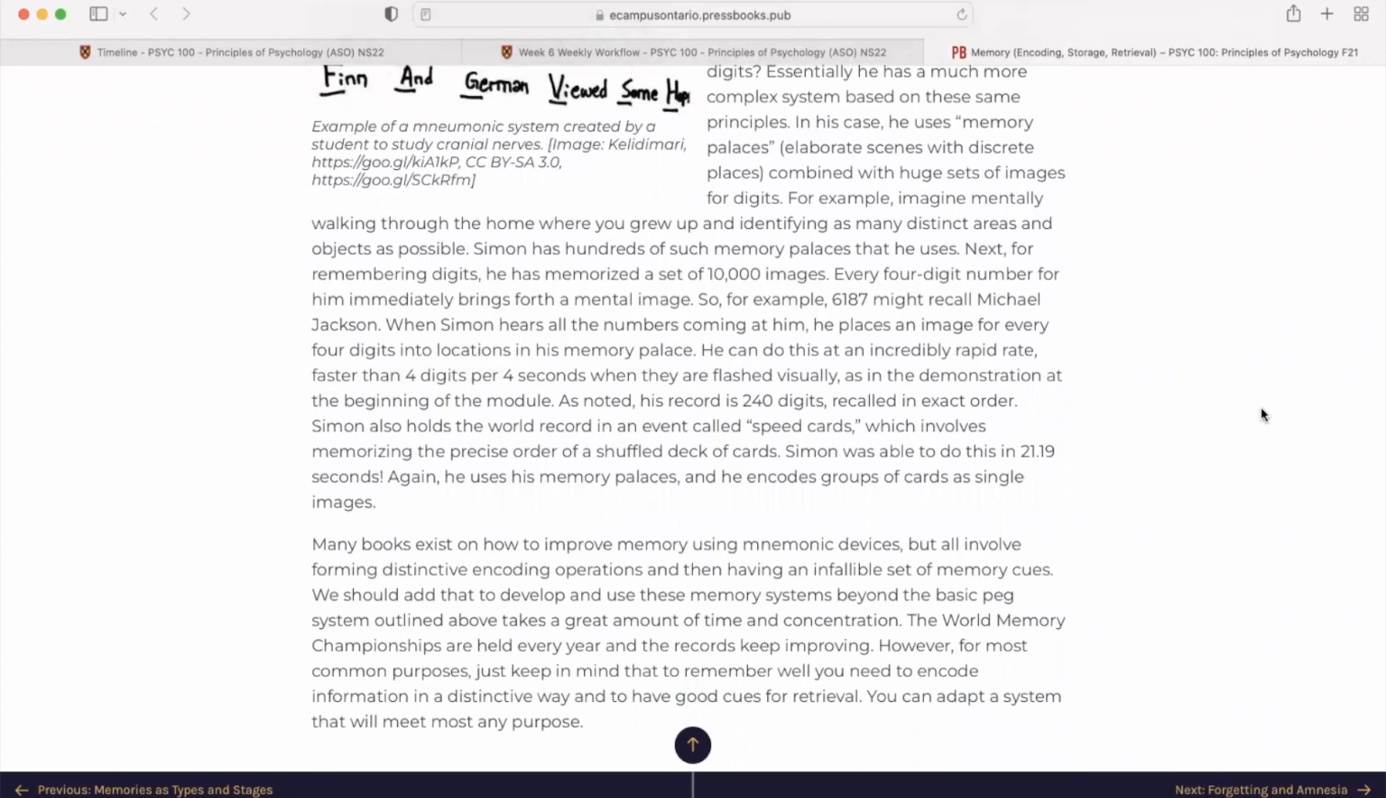Many books exist on how to improve memory using mnemonic devices, but all involve forming distinctive encoding operations and then having an infallible set of memory cues. We should add that to develop and use these memory systems beyond the basic peg system outlined above takes a great amount of time and concentration. The World Memory Championships are held every year, and the records keep improving. However, for most common purposes, just keep in mind that to remember well, you need to encode information in a distinctive way and have good cues for retrieval. You can adapt a system that will meet most any purpose.